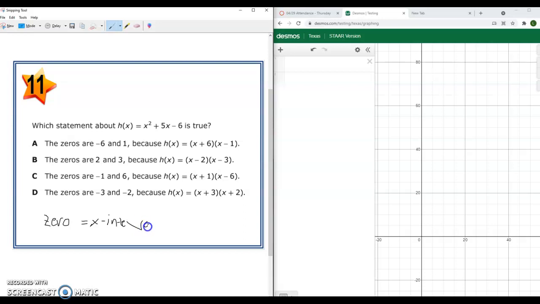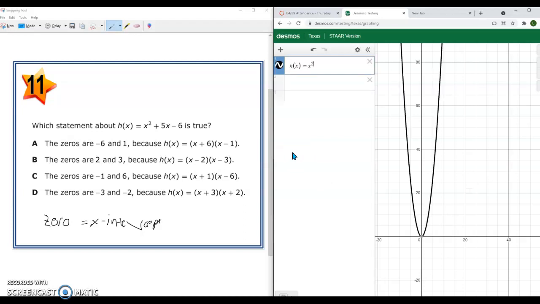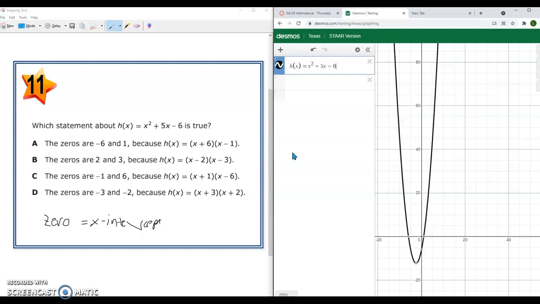Now we can't tell our x-intercept from just the equation, so we need to make a graph of this equation. So once I go to my decimals, I'm going to go ahead and graph that. H of x equals x squared plus 5x minus 6.